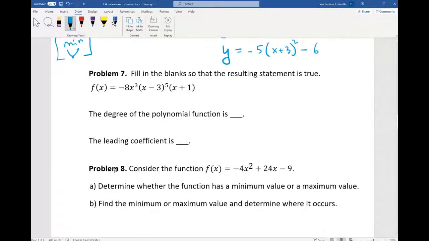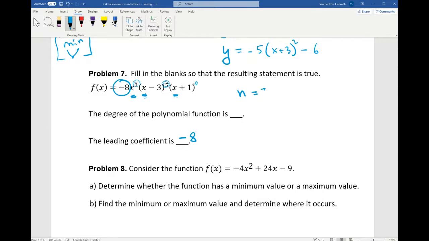Given a polynomial function in factored form, find the degree and the leading coefficient of the function. Okay, the leading coefficient. You have x here, x here, x here. The coefficient is here because the other two x's are not multiplied by anything, so the leading coefficient is -8. What about the degree? The degree is added, so we must add all the degrees that we have on x.